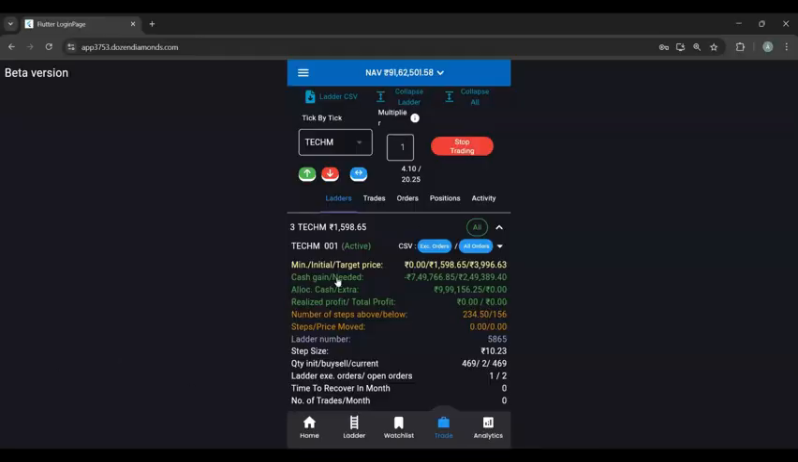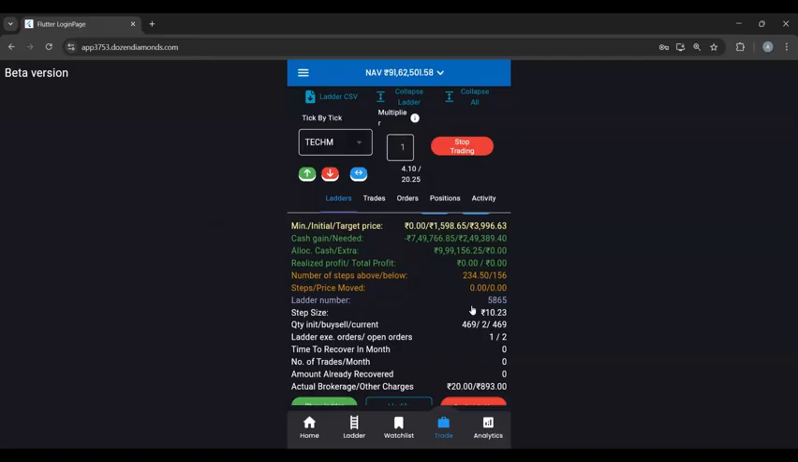So as you can see here, the entire detail of the ladder is shown over here, that is how many executed orders are there. As of now, it is showing one, as the initial buy has taken place. For the brokers and for the clients, we've also given the option to show how much actual brokerage each order will generate along with other charges, that is STT, SEBI charges, GST, etc.